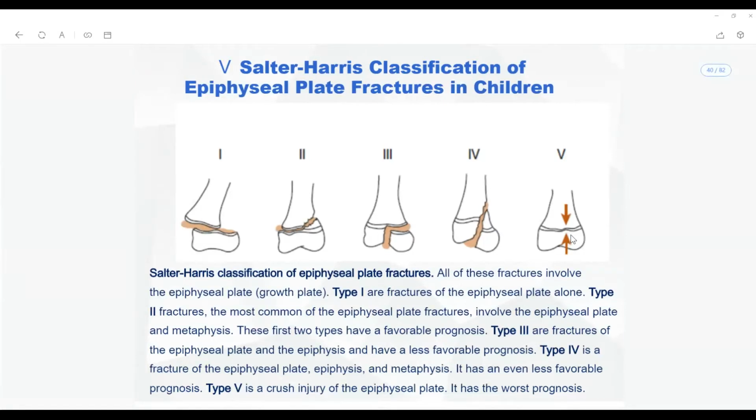So it can be remembered in two ways. It can be remembered as type 1, type 2, type 3, type 4, type 5. The easiest way to remember is the spelling SALTER, Salter. So you have to make yourself sure about this classification. Which has the best prognosis? Type 1 has the best prognosis, type 5 has the worst. Fairly good prognosis is type 2, and it is also the most common type of fracture. That is what you should know about Salter-Harris classification.